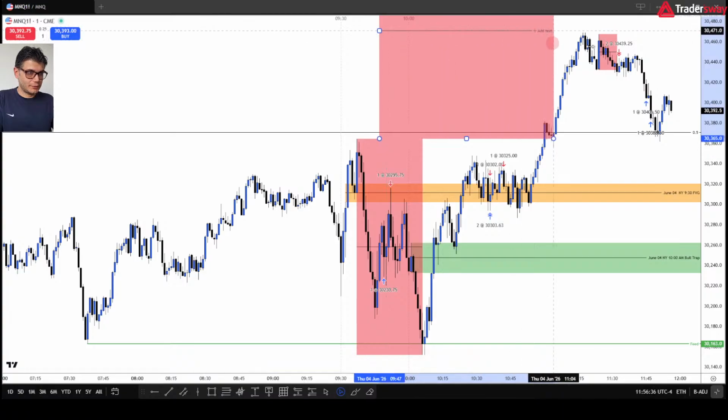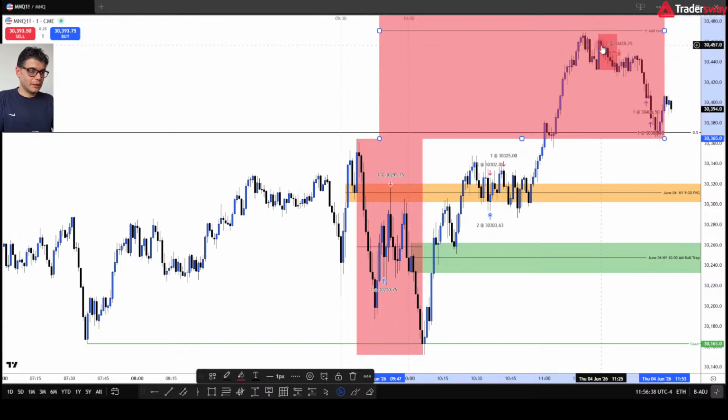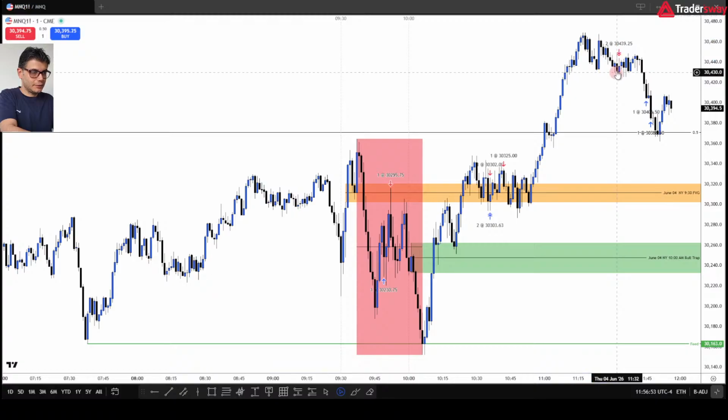It traveled half of this range. It inverted this fair value gap. It inverted. It closed below this. Closed below it, we have an outside candle. You have an outside candle here. That's an outside candle. Okay, let's sell. Stop is tight, 130 ticks.